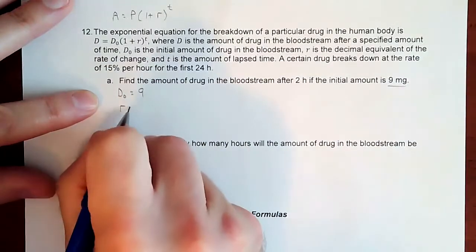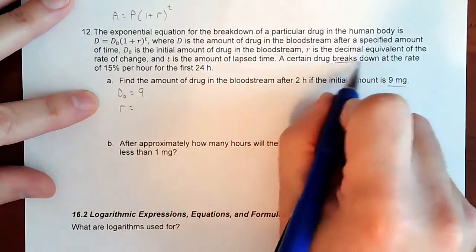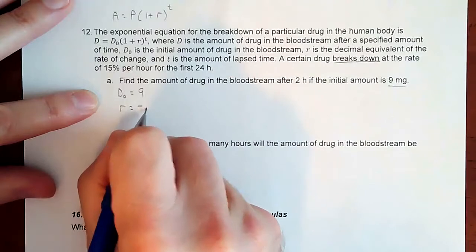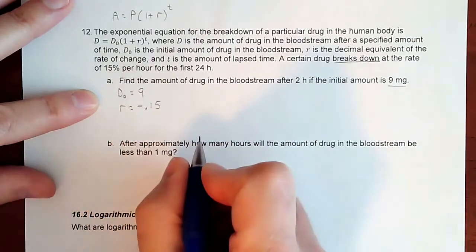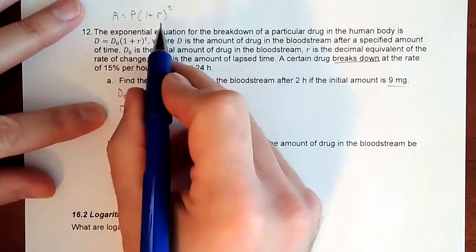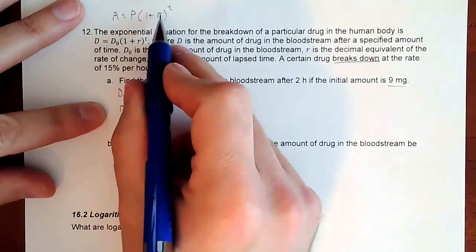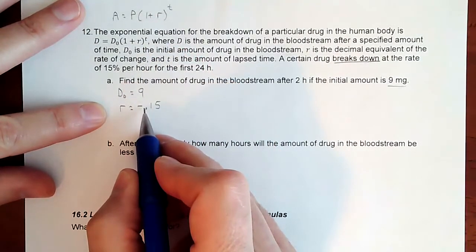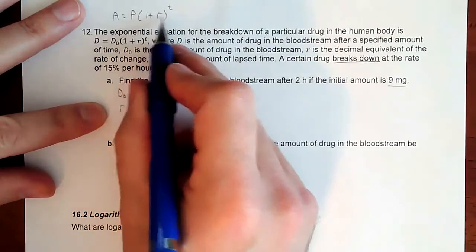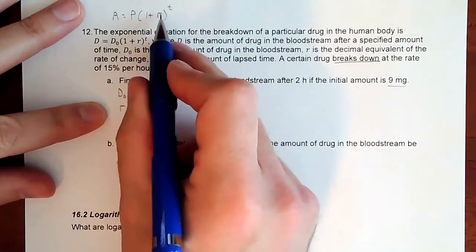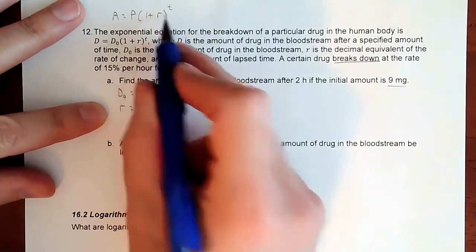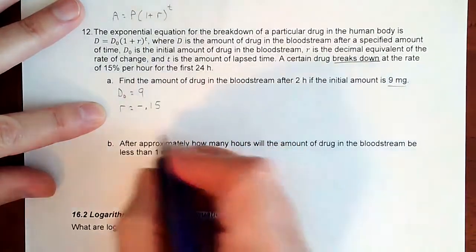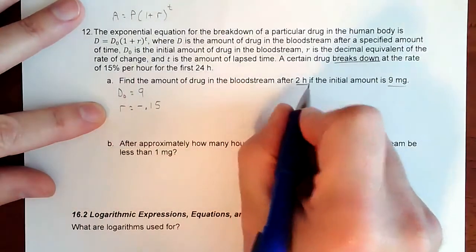Our rate. Now our rate is breaking down, so our rate is going to be negative 0.15. If something is going up, then it's going to be positive, and we're going to be adding that rate. But since this one is breaking down, that means it's decaying, we are going to be subtracting our rate. So I just think of rate as a positive or a negative, and the math kind of takes care of itself if it's going up or going down. And then our amount of time is 2 hours.